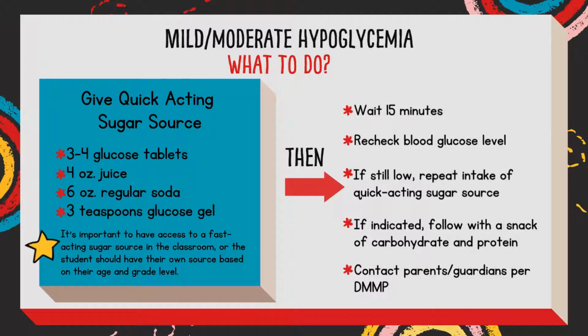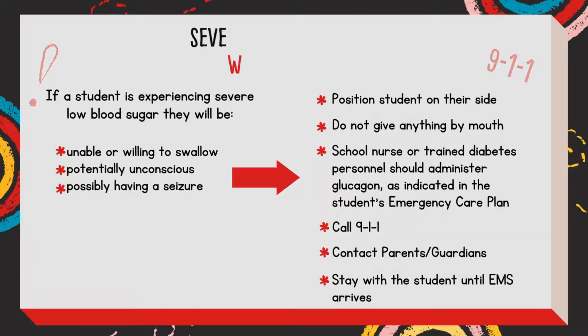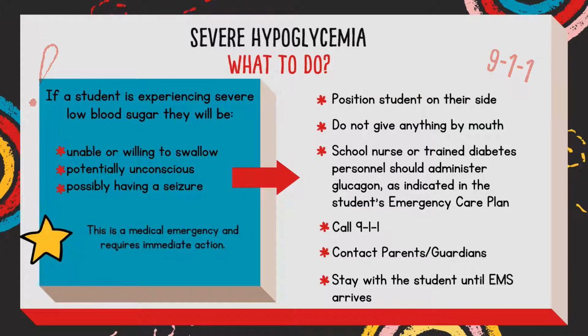Then, wait 15 minutes, recheck the student's blood glucose level, and, if still low, repeat intake of the quick-acting sugar source. If indicated by the diabetes medical management plan, follow with a snack of carbohydrate and protein, and contact the student's parents or guardians. If a student is experiencing severe hypoglycemia, it is a medical emergency that requires immediate intervention.